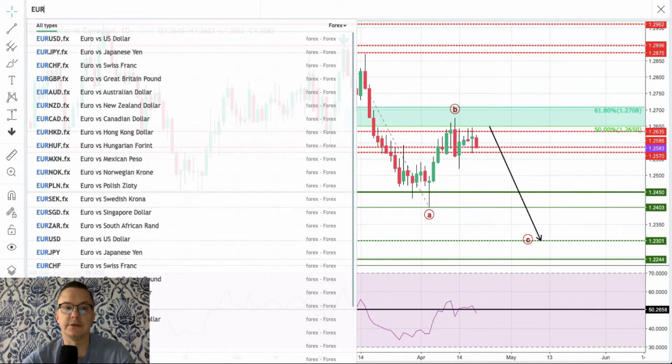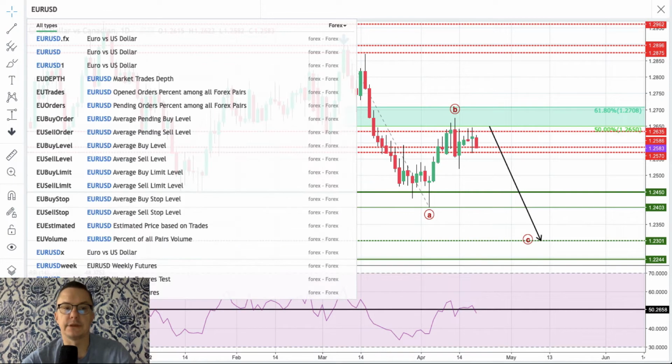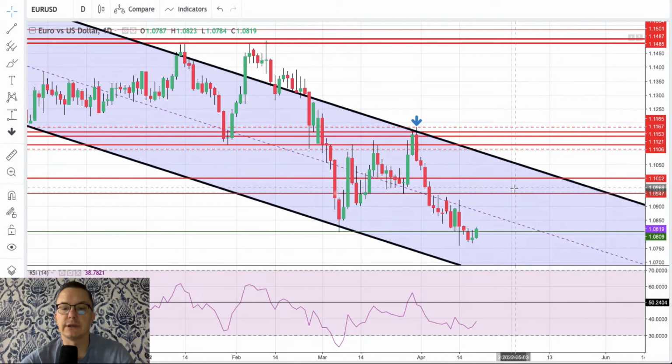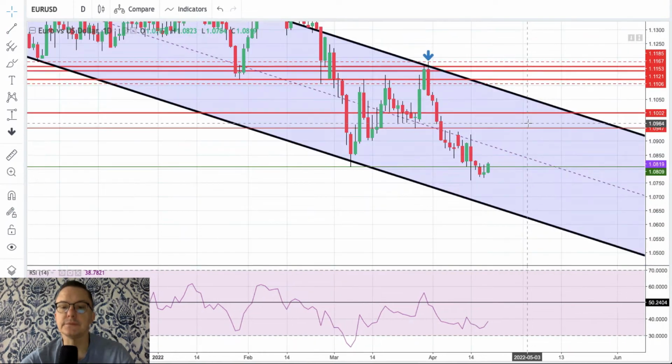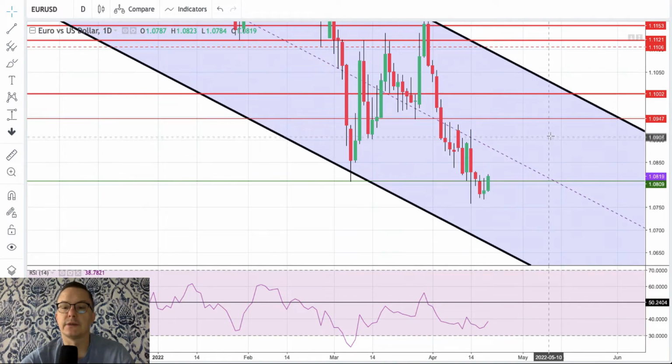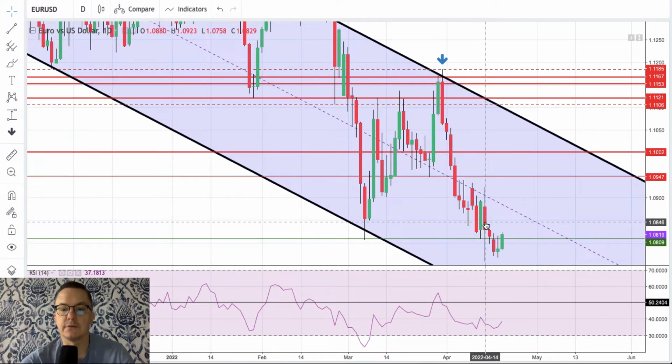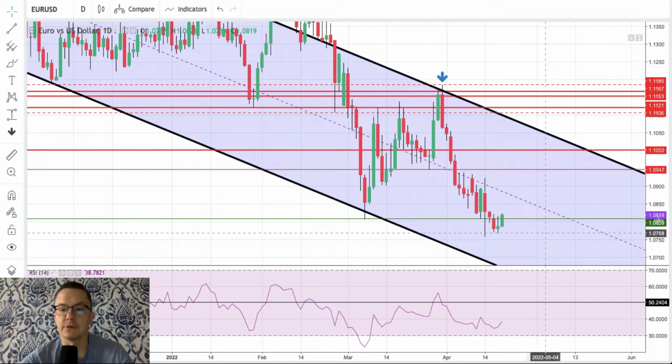Let's take a look at the euro dollar daily time frame chart. The euro dollar daily chart is still showing some sort of weakness, because as you can see, just recently we made a new lower swing low, a lower low. We got the low at 1.0758, let me just take a look. So that was the low, and of course now this low will act as support for the market.